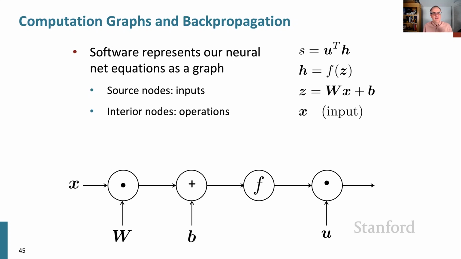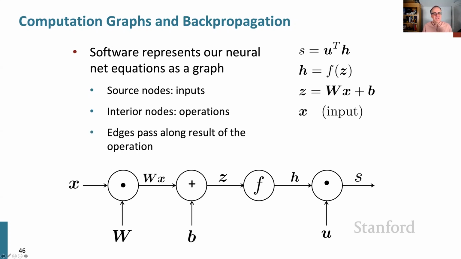Once we've constructed a graph, this graph corresponds to exactly the example I did before, right? This was our little neural net that's in the top right, and here's the corresponding computation graph of computing Wx plus b, put it through the sigmoid nonlinearity f, multiply the resulting vector with u, gives us our output score s. What we do to compute this is we pass along the edges the results of operations. So this is Wx, then z, then h, and then our output is s.